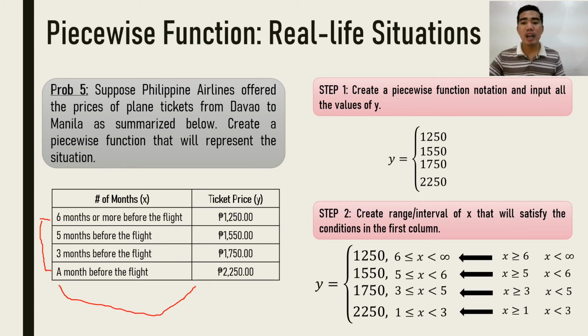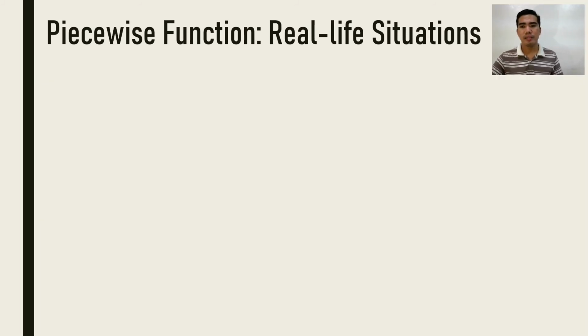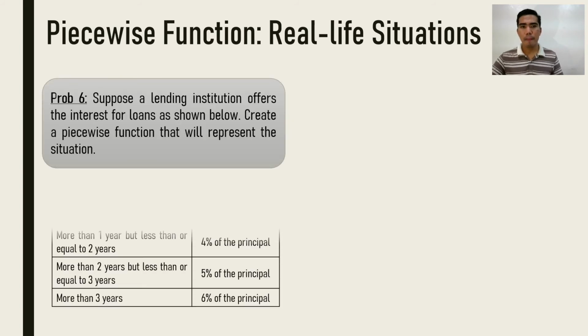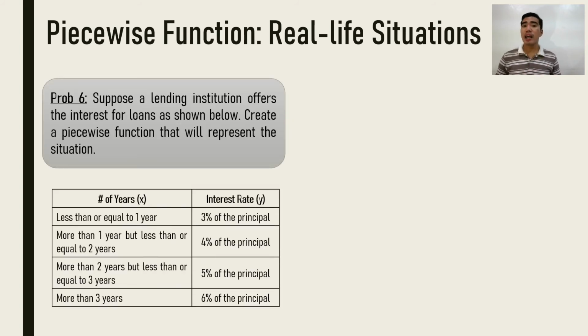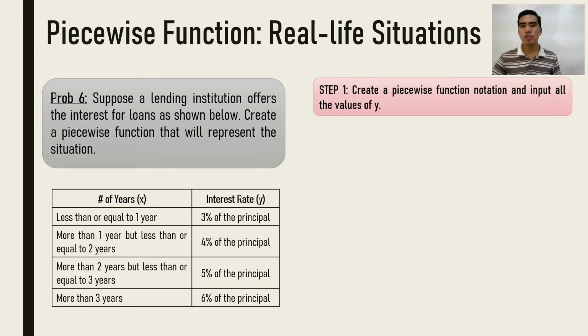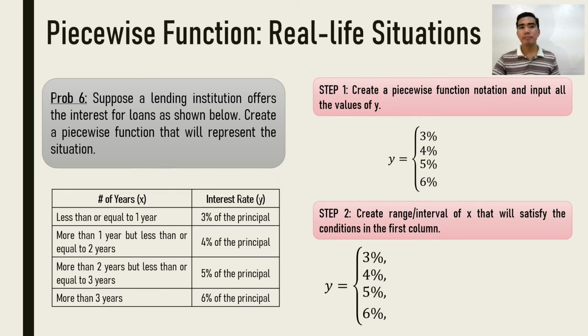So, let's proceed now to another. Sige. This time, we have loan. So, let's say we have another less than or equal to 1 year. Yung kanina, a month before the flight. So, first, ano yung first na gagawin natin? We need to list down all the y values. So, ito yun siya. Then, the second step, i-illustrate natin siya based sa ating conditions.